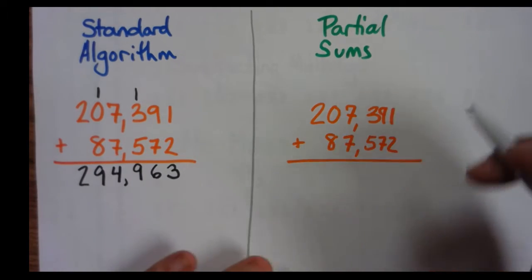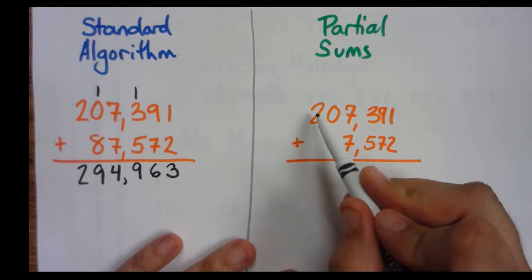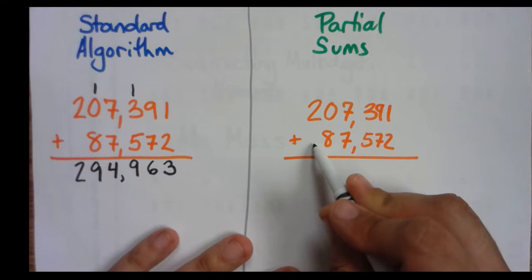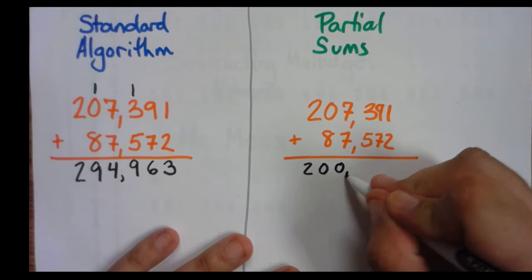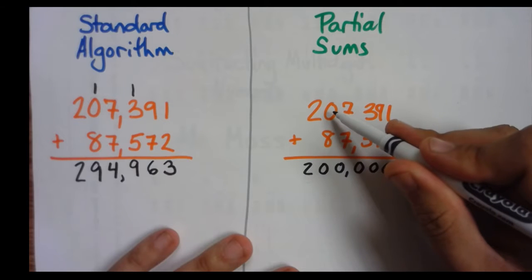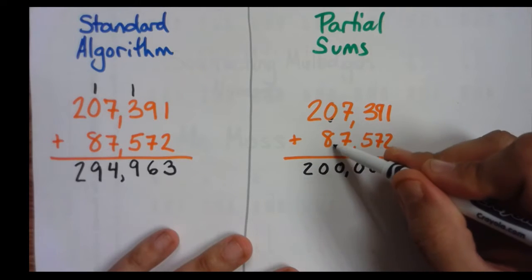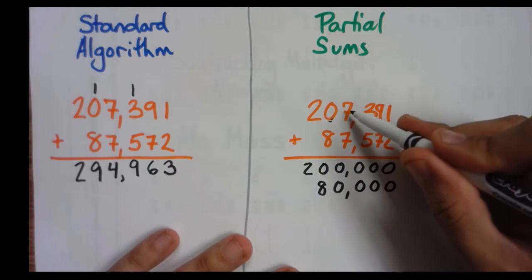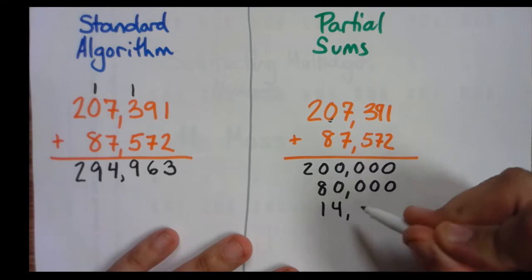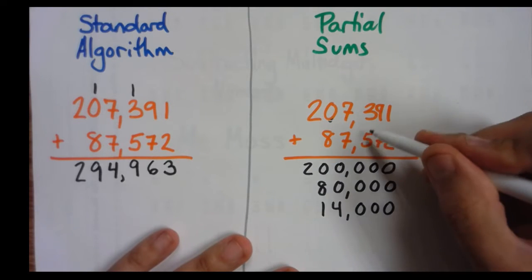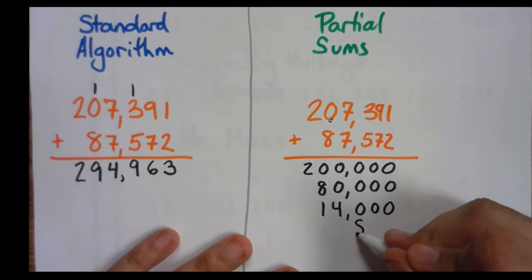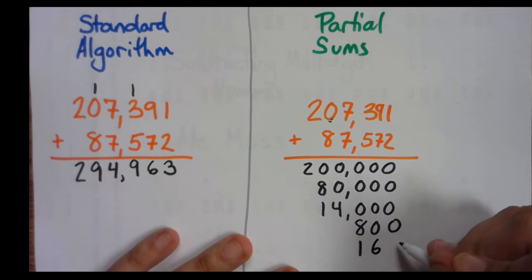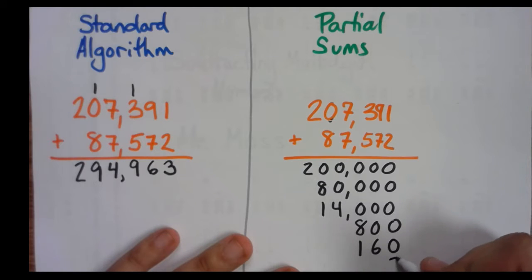And now let's look at partial sums here. Again, I start in the largest place value, and then I work my way over to the smallest. So 200,000 plus nothing here is 200,000. In this case, no 10,000s, that's easy, plus 80,000 is 80,000. 7,000 plus 7,000 is 14,000. 300 plus 500 is 800. 90 plus 70 is 160. And 1 plus 2 equals 3.